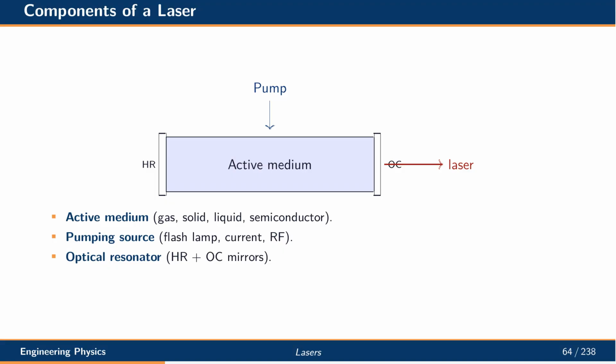A laser has three essential components. The active medium can be a gas, solid, liquid, or semiconductor where stimulated emission occurs. The pumping source supplies energy through a flash lamp, electric current, or radio frequency excitation. The optical resonator consists of two mirrors. One is a high reflectivity rear mirror, the other is a partially transmitting output coupler. Together these elements turn random spontaneous emission into a coherent beam.